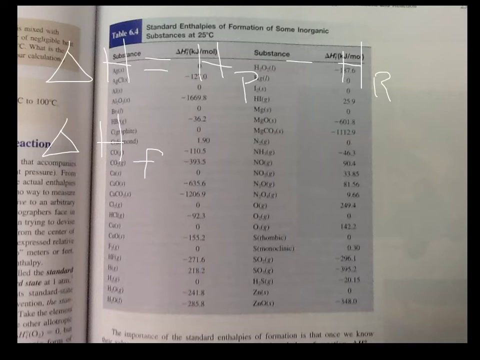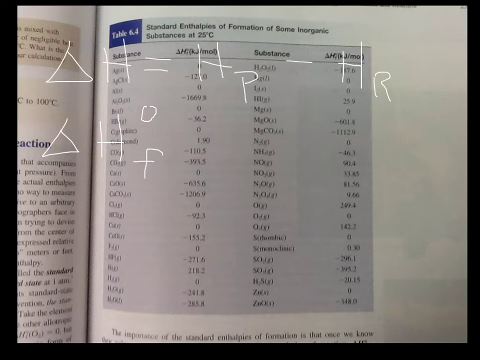So if we set the conditions to what are known as standard conditions, 25 degrees Celsius and 1 atmosphere of pressure, then we put this little symbol here, which is called naught, on the delta H of formation, and we call it the standard enthalpy of formation. And as you can see in the background at the top of this table, this table is called the standard enthalpies of formation of some inorganic substances at 25 degrees Celsius.